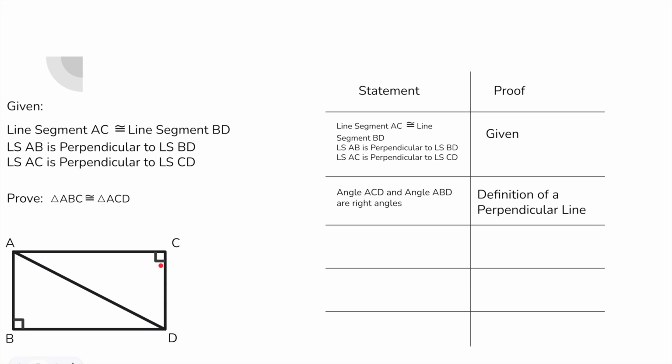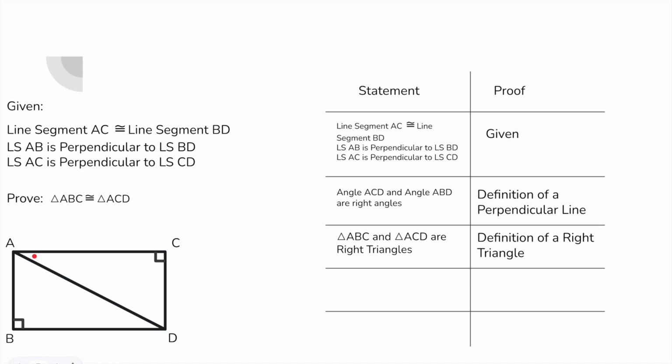Now, as you've hopefully learned before, any triangle containing a right angle is a right triangle. So we have to define that in our next step. So our next step would be to write ABC and ACD are right triangles through definition of a right triangle. Now, let's analyze all we have so far. We see that these triangles share a side. Now we know that both of these triangles are right triangles.